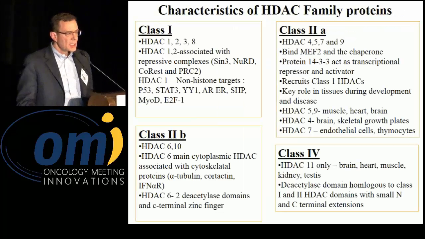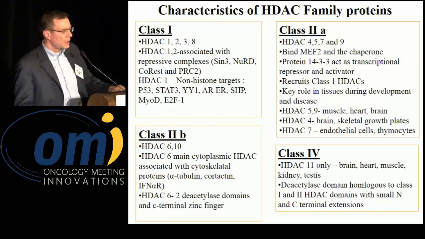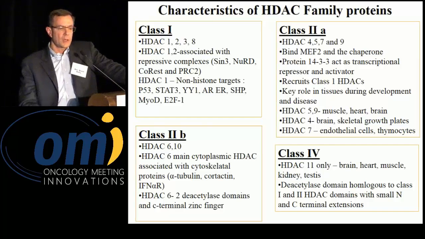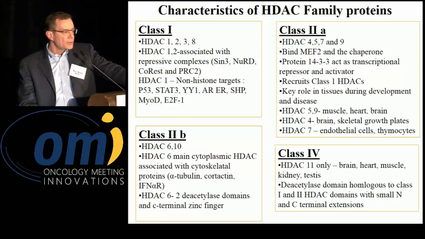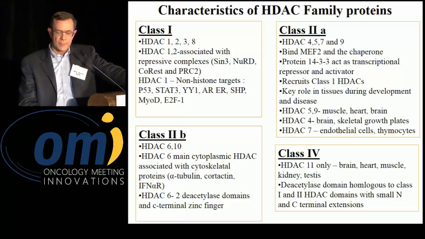Again, with HDAC enzymes, there are actually 4 classes. Class 1 is the most common. It includes HDAC 1, 2, 3, and 8. HDAC 1 and 2 are associated with repressive complexes. And HDAC 1 is actually associated with non-histone targets, particularly the androgen receptor.